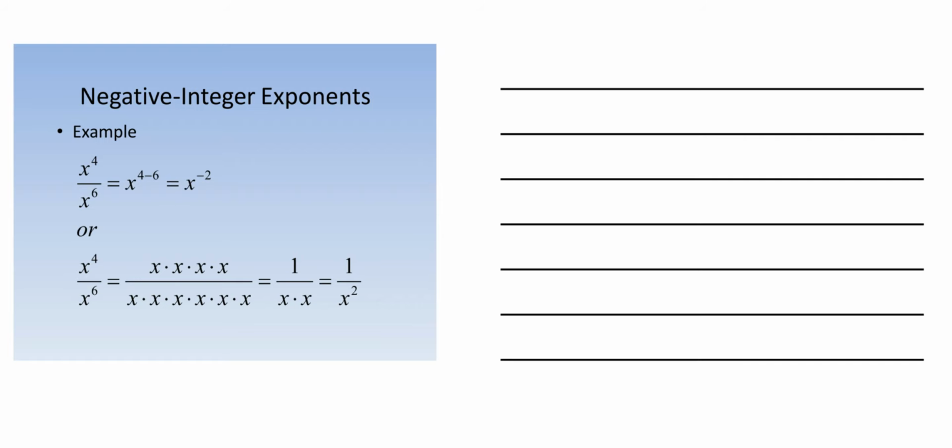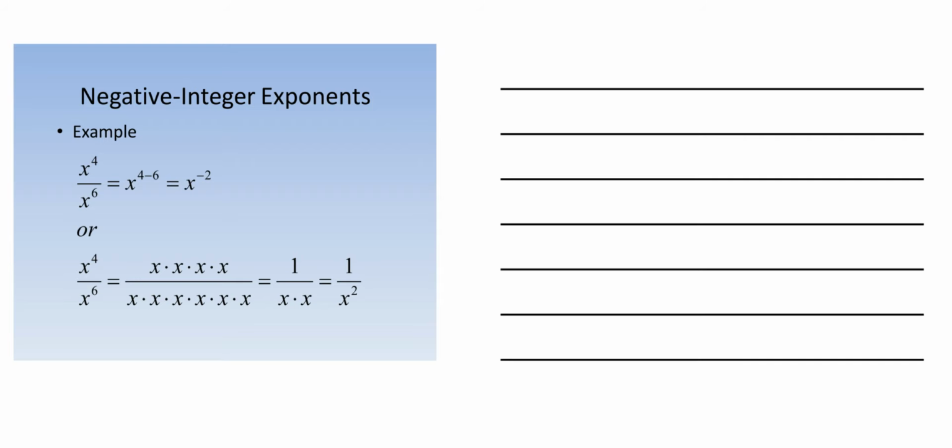Negative integer exponents. We have an example in this case. X to the 4th divided by x to the 6th. Well, the equivalent is to say x to the 4 minus 6. Agreed? This is the quotient rule for exponents.